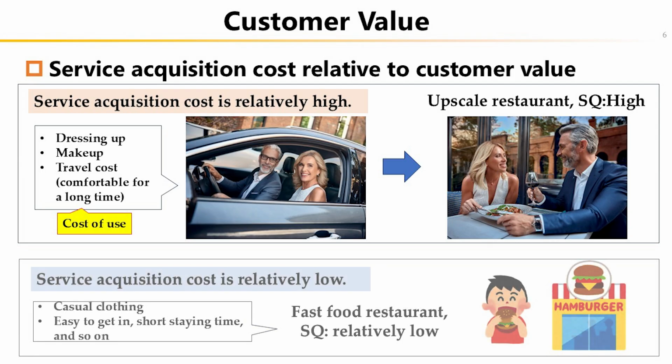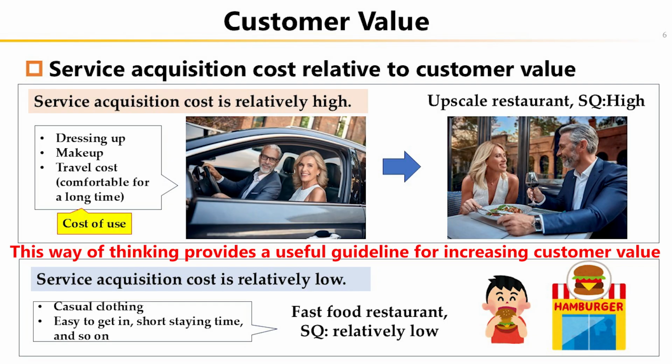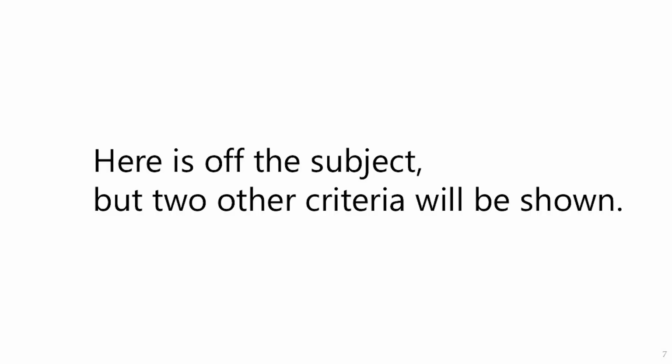Next, consider the service at a fast food restaurant. Service acquisition costs in this case would include casual clothing, easy to get in, short staying time, and so on. So, in fast food restaurants, the service acquisition cost is relatively low. Therefore, in order to increase customer value, it is permissible to design service quality relatively low. From the above, this way of thinking provides a useful guideline for increasing customer value. Here is off the subject, but two other criteria will be shown.